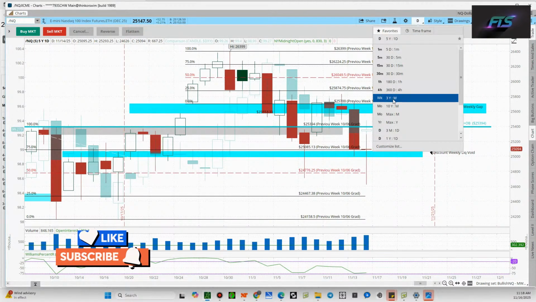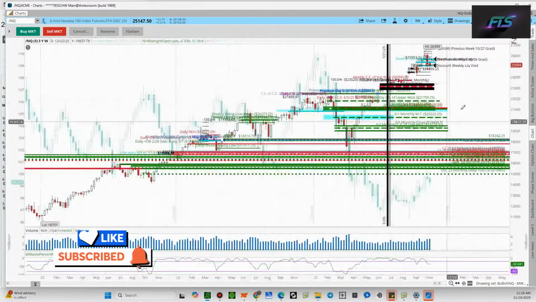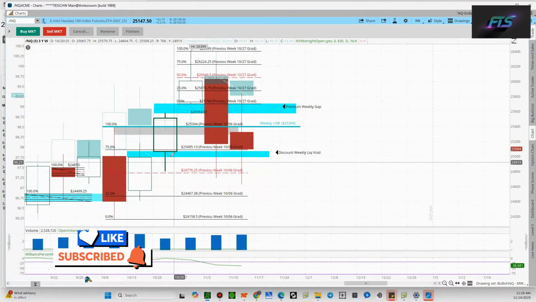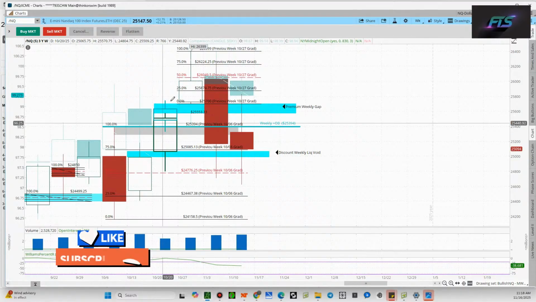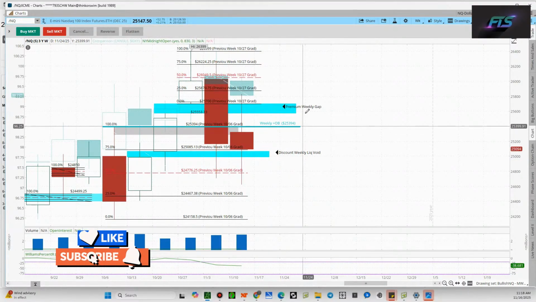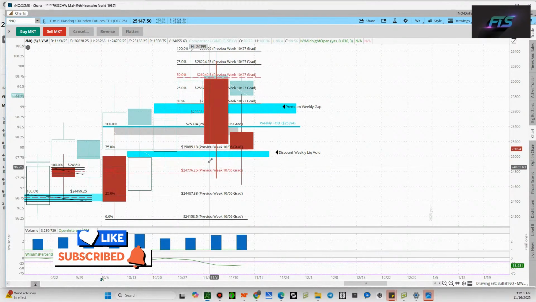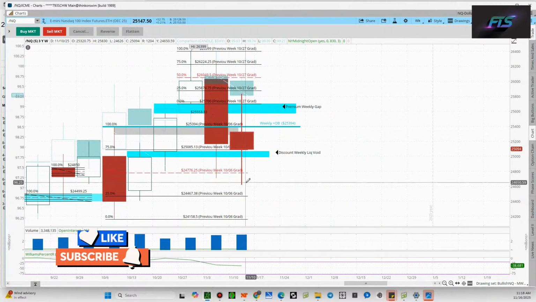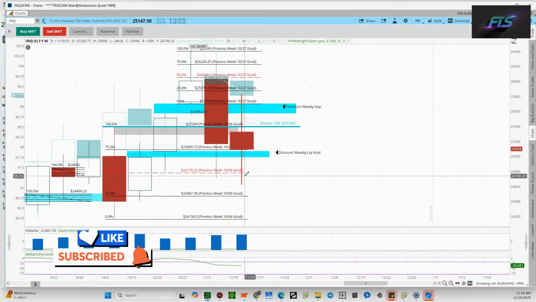Let me see if I can do that quickly for you. So this is the weekly, and this is what I'm talking about. There's a big gap here on the weekly basis. You always have to annotate those because either price will just go in there, spend a lot of time there, and you will see a lot of consolidation, or it's going to reference it real quick and then go back about its business.